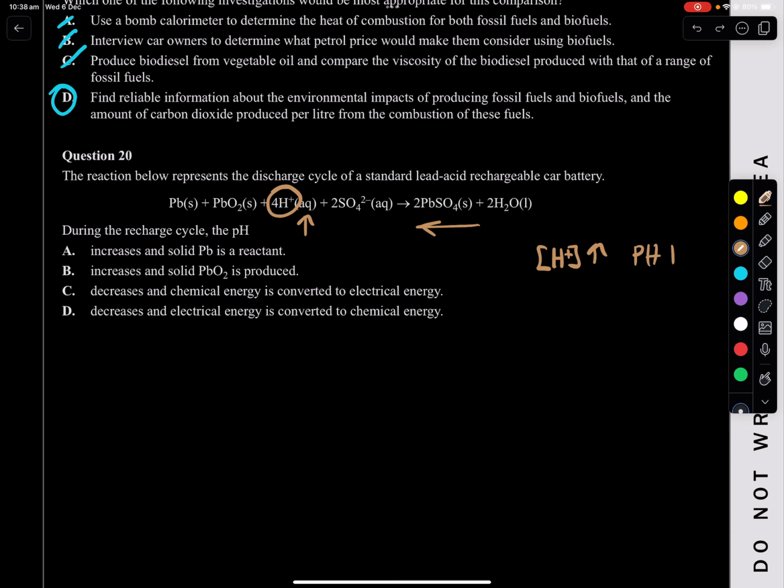So we're producing more 4H plus ions. So the pH starts to decrease. So A and B are wrong because it's saying increasing. And what it says, and chemical energy is converted to electrical. Okay, remember, discharge, what's happening? Discharge is where we're going from chemical to electrical. So the recharge is the opposite, electrical to chemical, which is D, that one.